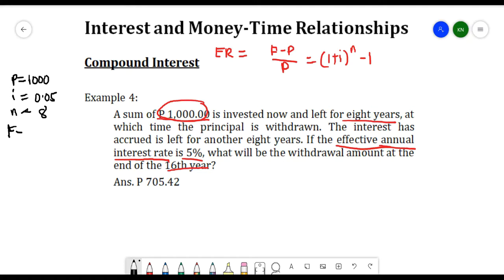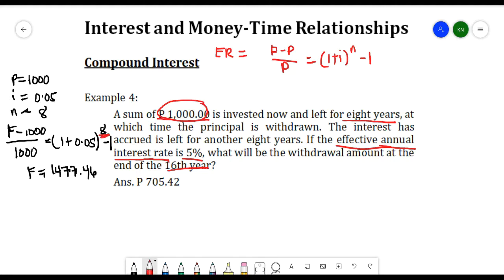So F minus 1,000 over 1,000 is equivalent to 1 plus 0.05, and it is invested for 8 years. So you have 8 minus 1. So the future worth of the money is already 1,477.46 pesos. But it is said that after 8 years, the principal amount, or the 1,000, is withdrawn from the savings. So we need to subtract our future worth by 1,000, since by this time we have already withdrawn the 1,000. So what is left from the money is already 477.46 pesos. So this is what is left from the savings or from the bank.